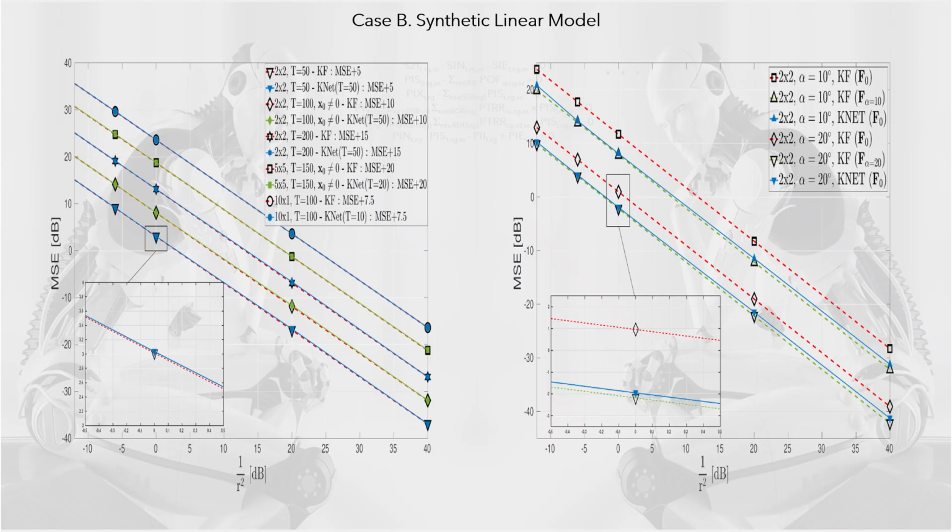A. Full information, KalmanNet converges to the MMSE. B. Partial information, KalmanNet outperforms KF by 3 decibel. KalmanNet was shown to match the KF and outperform it in the presence of a mismatched model.